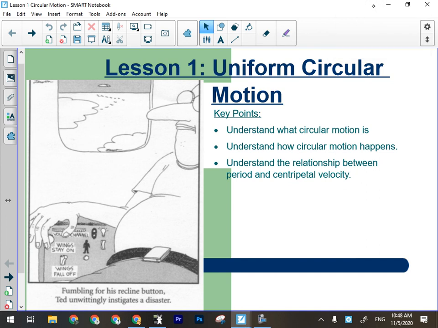Okay? So circular motion is when something travels at a constant speed along a circular path. Not a constant velocity, because direction is always changing. What has to happen in order for circular motion to occur? An object must always be changing velocity, which means there must be a force that is pulling on it.